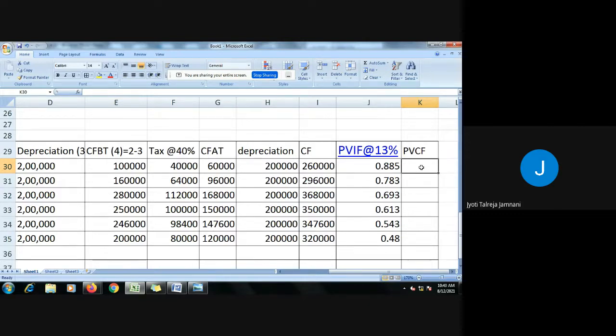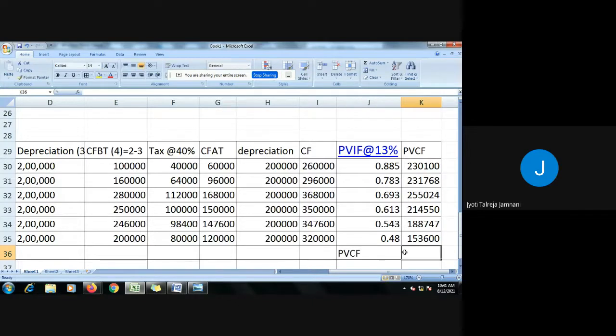Okay. So now we'll multiply the cash flows with the present value interest factor to get the present value of cash flows. So 2,60,000 into 0.885 is 2,30,100. Similarly, we will do it for all the years. So 2,96,000 into 0.783, you get 2,31,786, and so on. At the end, we add all this to get the present value of cash flows.